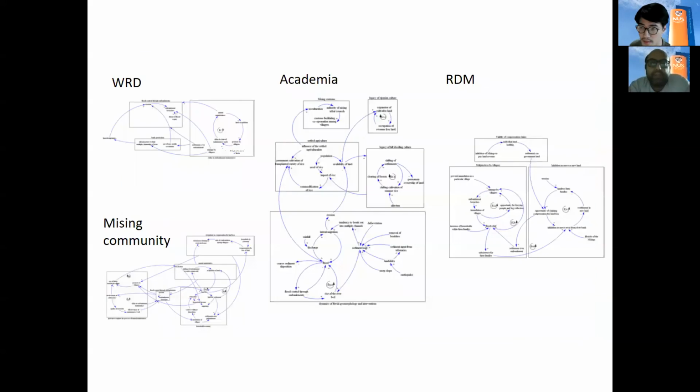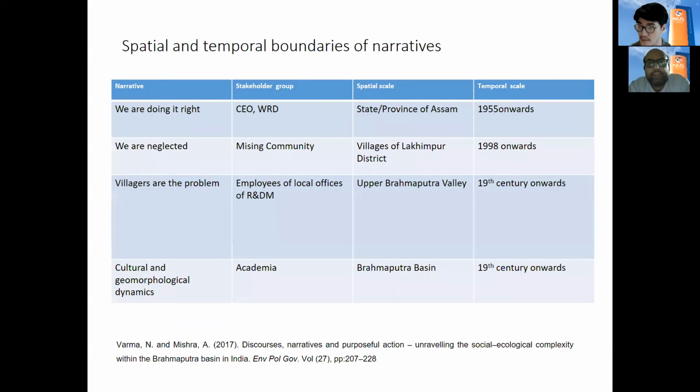Next slide, please. So what we did from our field work is that we tried to use systems thinking, and we identified that there were around 4 narratives of the same flood and erosion problem. Next slide, please. So here are the 4 narratives from the Water Resource Department. They feel that they are doing it right with their embankments. The riparian community, known as the Mishing community, feel that they are neglected because the problem has moved towards landlessness from flood.